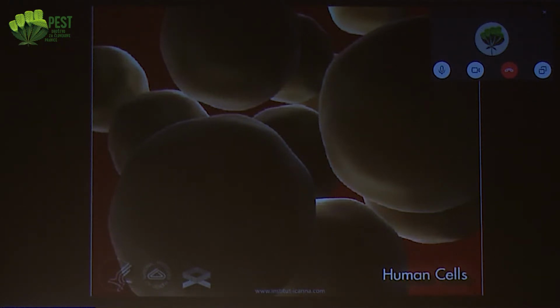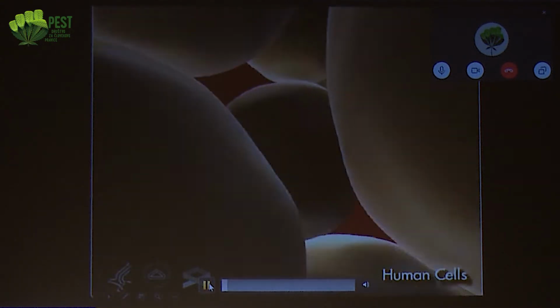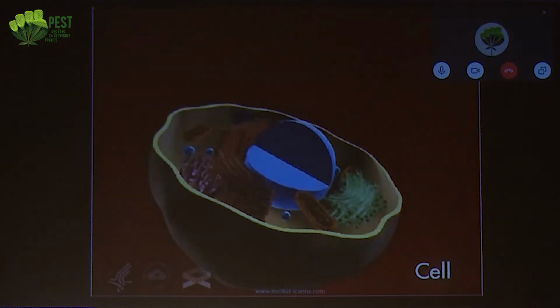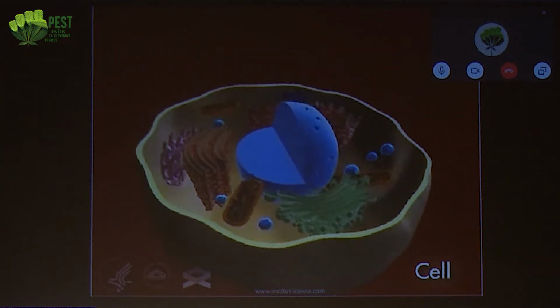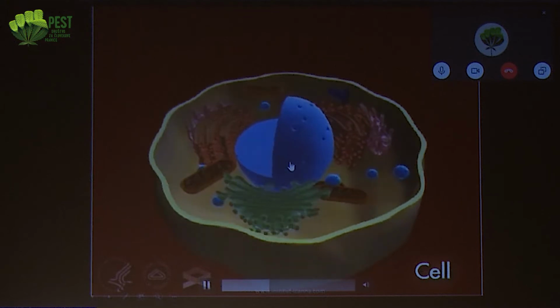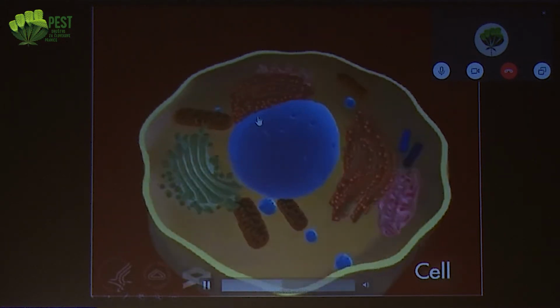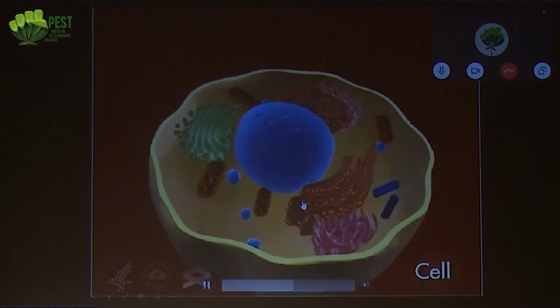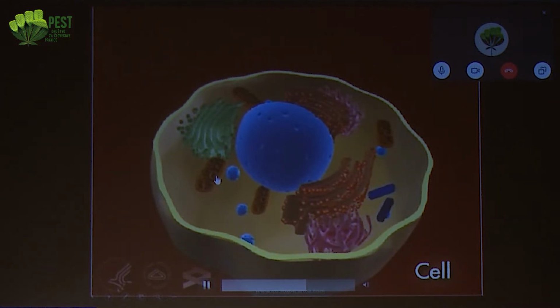These little tiny spherical things are our cells. And if we zoom into a single cell, we see quite a complex structure. This blue thing is where all of our genes are. This is the endoplasmic reticulum. And these brown things are the mitochondria. There can be only a few in a cell, or up to a few thousand mitochondria, depending on how much energy a cell needs.